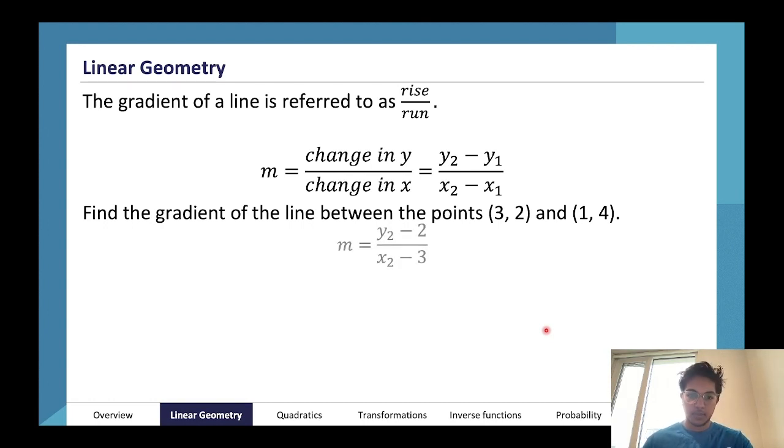All right. So our very first step is to substitute in what we want to say as x1 and y1. Again, this is arbitrary. It doesn't matter which one you set to be the ones and which one you set to be the twos. In this case, I've decided to set 3 as x1 and 2 as y1. So I just plug everything in, subtract everything.